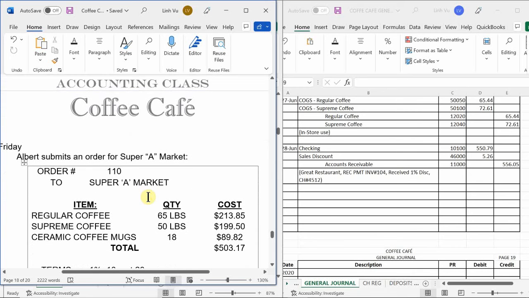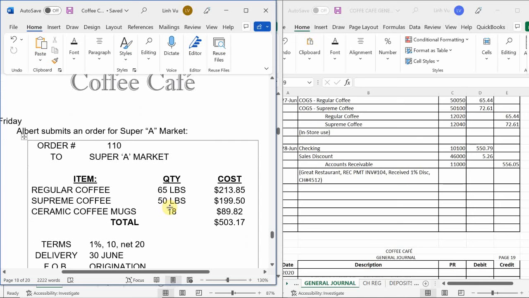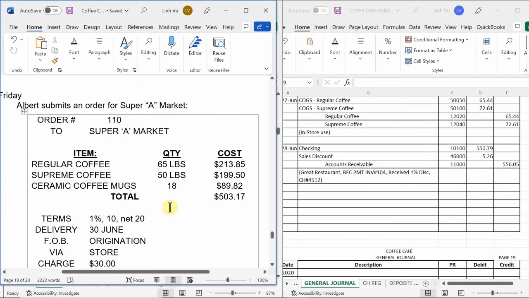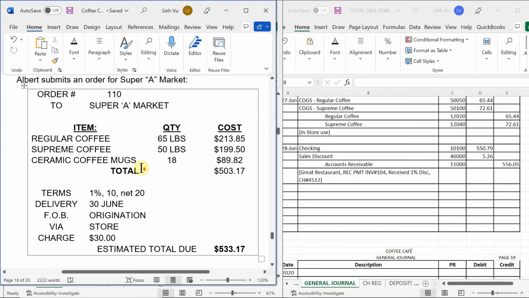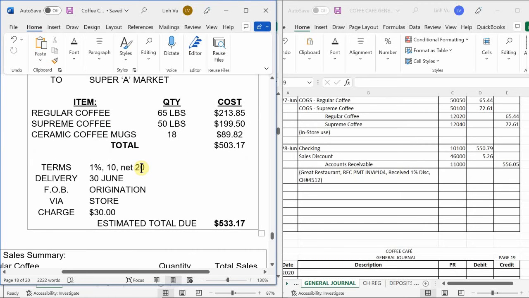Okay. So then here, Albert needs to submit an order to Super A Market. So again, order number 110, to Super A Market. This is what they want from us. They want 65 pounds of regular coffee, 50 pounds of Supreme coffee, and 18 ceramic coffee mugs. And they want it to be delivered on the 30th of June. Here's their estimated total.